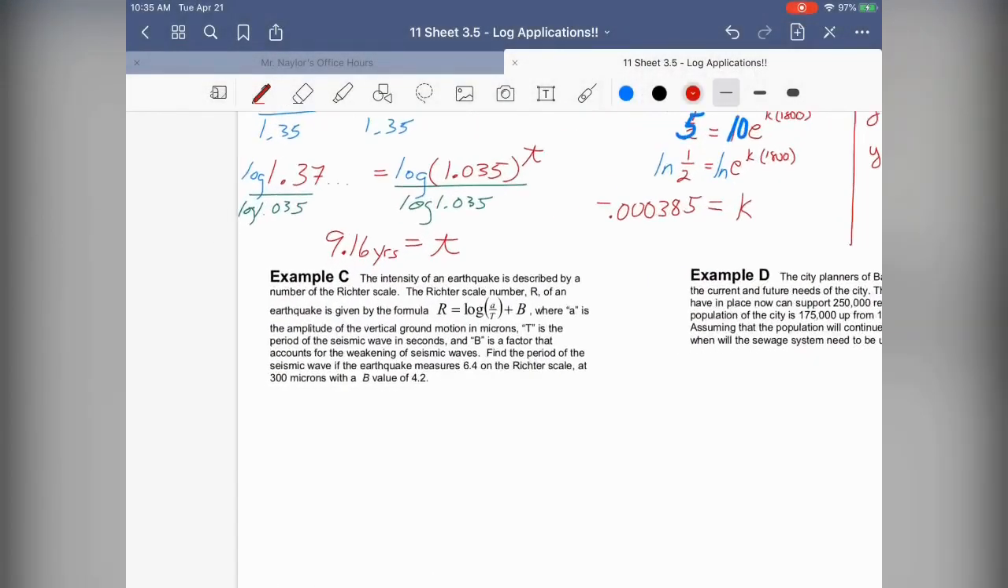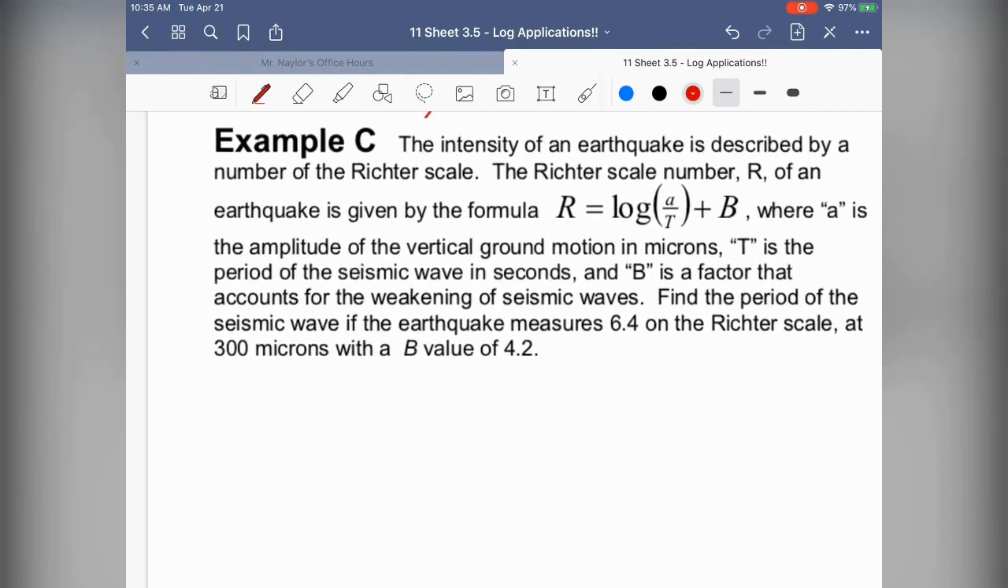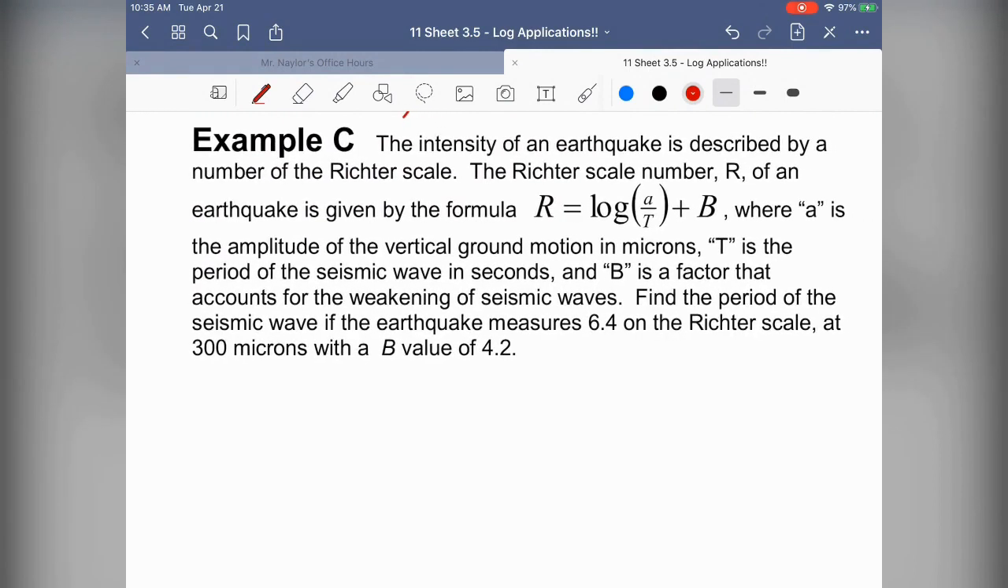As we slide down here to example C, we see a situation that involves an earthquake being modeled by a logarithm. In fact, the Richter scale number is a logarithmic formula. Now, look a little more closely at this formula. We've got A. A is the amplitude. We've got T. T is the period. And then we've got this B value. It says that it's a factor accounting for weakening. It turns out that what it really does is shift your value vertically, so we end up with a positive Richter scale number.